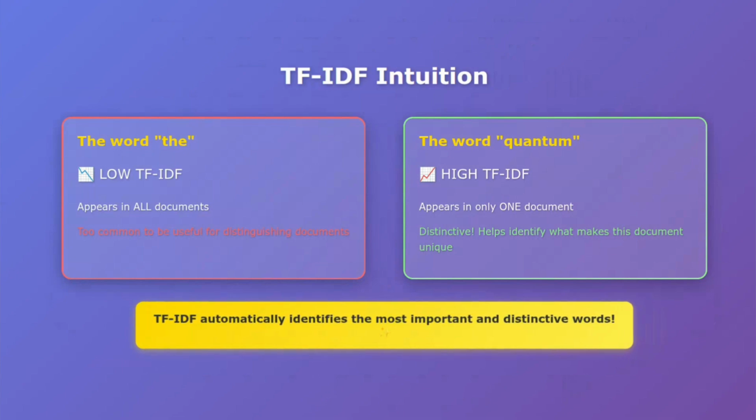Now compare that to a word like "quantum". If this appears in only one document out of 100, the IDF shoots up. We're dividing by a small number, giving us a high IDF and a high TF-IDF score. TF-IDF is saying, this word is distinctive. It helps identify what makes this document unique. And that's the magic of TF-IDF. It automatically identifies the most important and distinctive words in your documents.